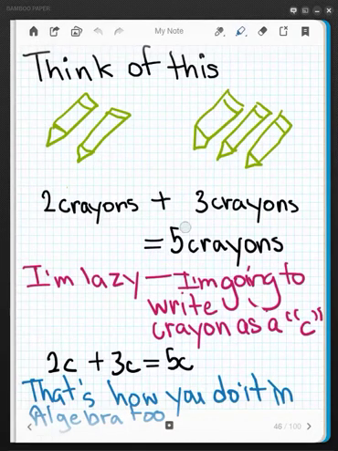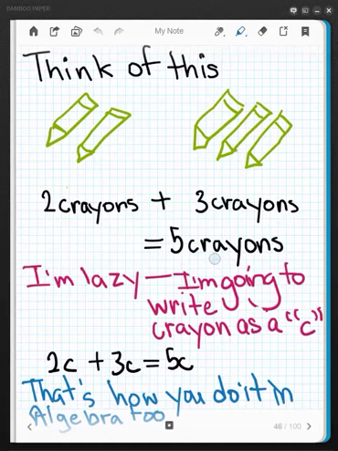So let's think of how we talk about things in the real world and then apply that to algebra. I have 2 crayons here and I have 3 crayons over here. So if I held up 2 crayons to you and 3 crayons to you, and I said, okay, how many crayons do I have? You'd say I have 2 crayons plus 3 crayons. That means I have 5 crayons.